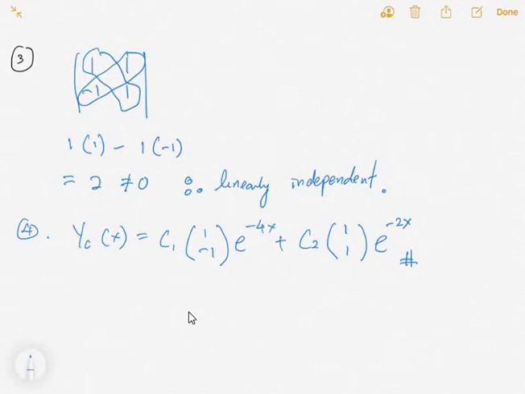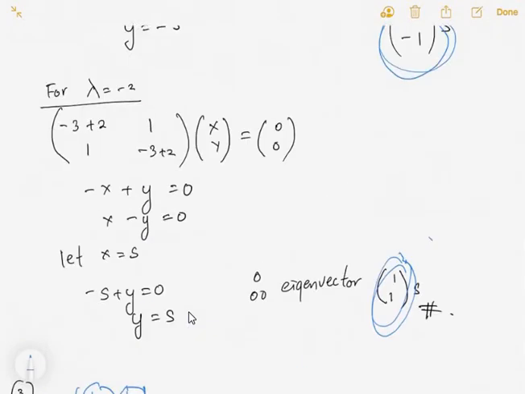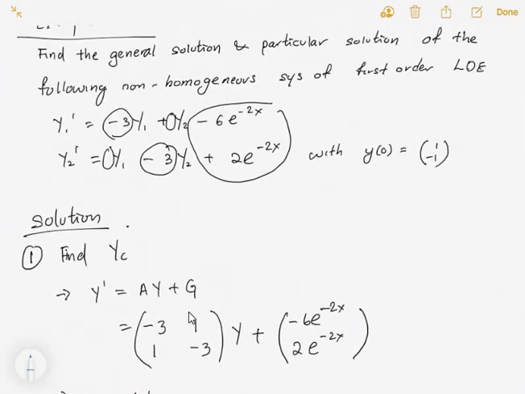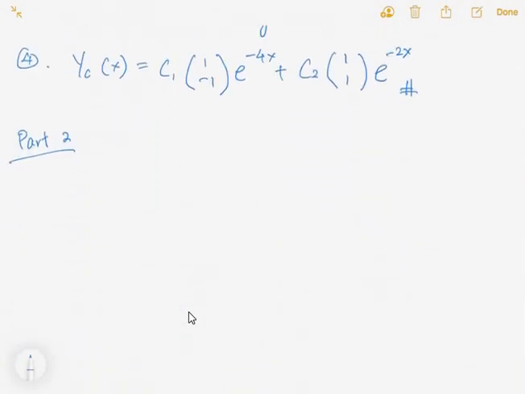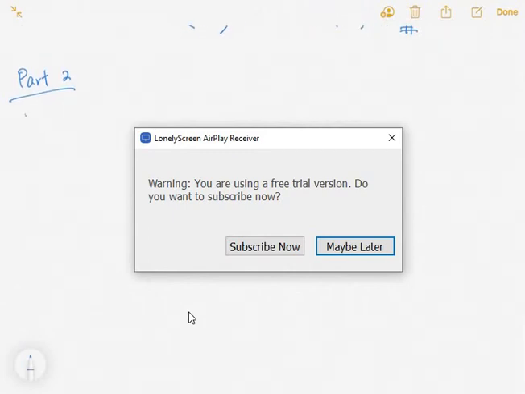Since this question is non-homogeneous, we need to find the particular integral, which is called y_p. Only for the non-homogeneous system do we need to find the y_p. So just now is part 1, now is part 2. Part 1 is homogeneous, part 2 is non-homogeneous. For part 2, you need to assume the y_p.